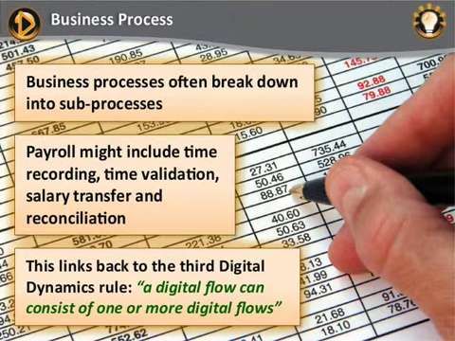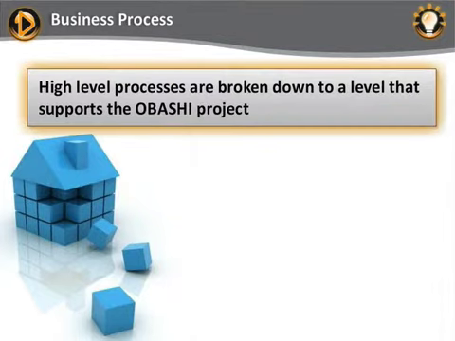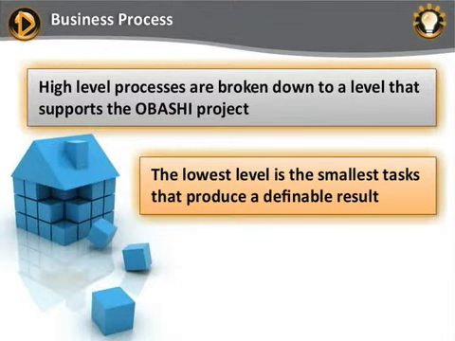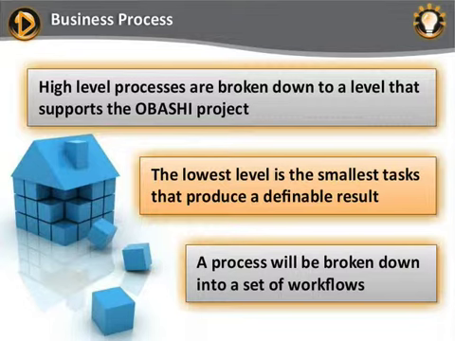Remember the 3rd rule of digital dynamics. A digital flow can consist of one or more digital flows. A high-level business process will be broken down into other smaller business processes. This breakdown will continue to the level required to support the OBASHI project. The lowest level of breakdown will be the smallest tasks, which produce a definable result for the business process when performed. Beyond this level, the process does not need to be broken down any further. The tasks that a process is broken into form a set of workflows. When the workflows are carried out, they deliver the end-to-end business process.